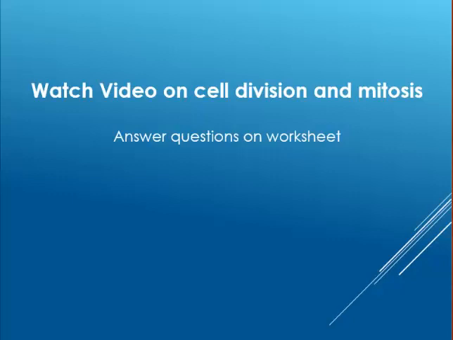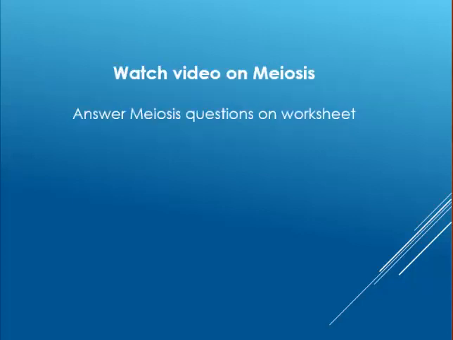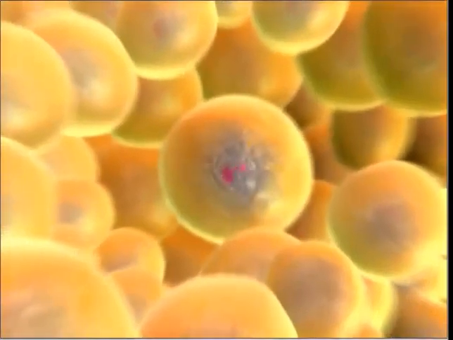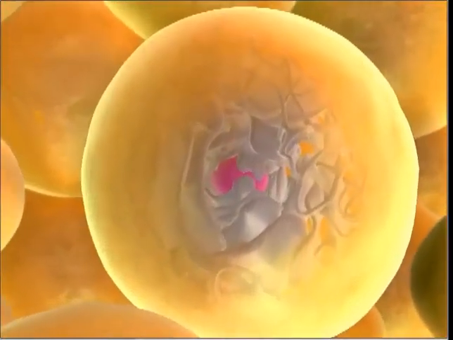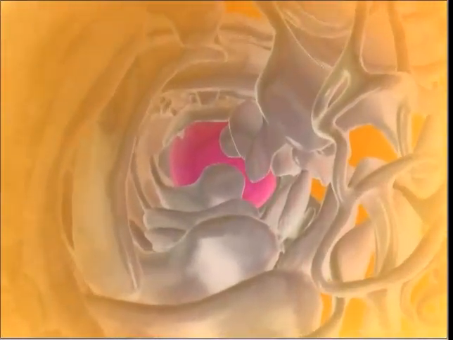Now be sure that you have answered any questions on the worksheet related to the mitosis video. Now let's watch another animation about meiosis and understand the specific steps involved in meiosis. Here, we'll follow the production of male gametes by focusing on this cell as it goes through meiosis.